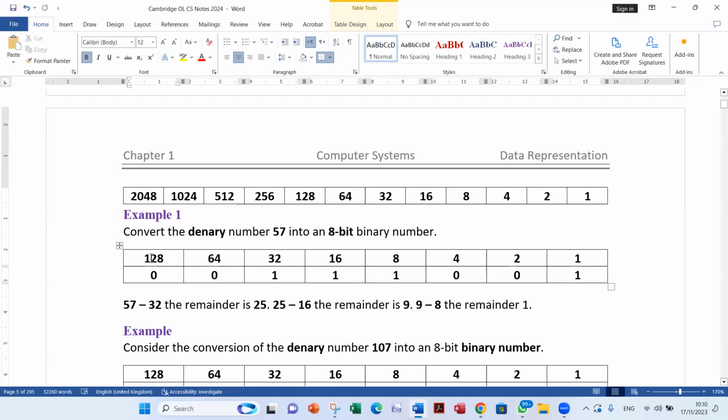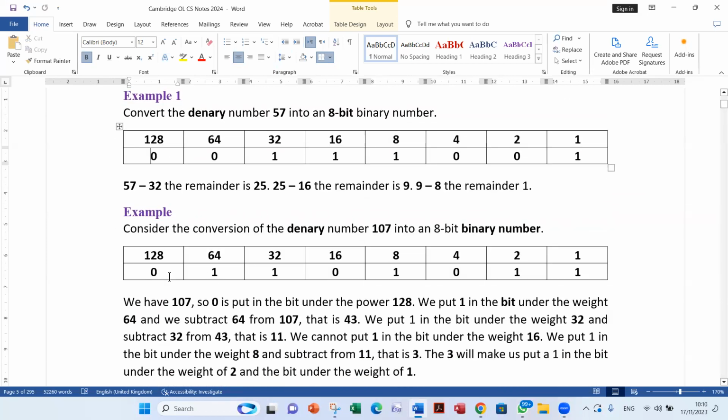The whole story is written in my notes. We put 1 under the 64 and subtract, and then we get 43. We put 1 under the weight 32 and subtract, and so on. If you follow these steps, you get 0, 1, 1, 0, 1, 0, 1, 1. So these are the two examples I am presenting for you.